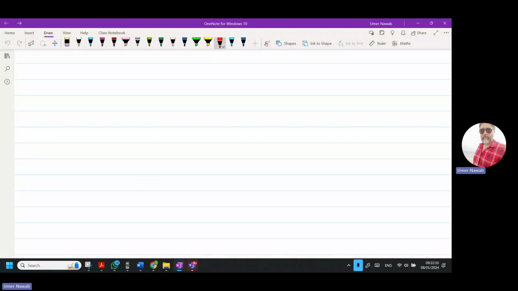We are going to talk about functions, a chapter we recently started at the beginning of term 2. So let's have a look at what this chapter is all about. The name of the chapter is functions.